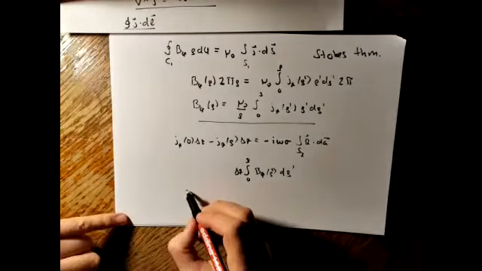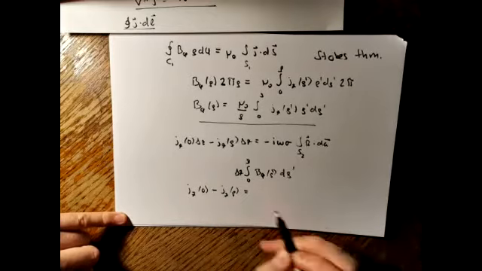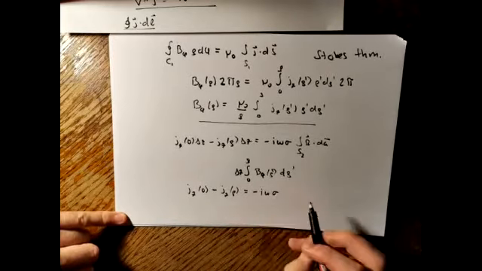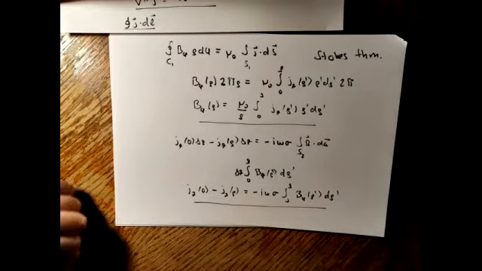And what we have is jz0 minus jz rho is equal to minus I omega sigma, integral 0 to rho, b phi rho prime d rho prime. So this is our second equation that we use.